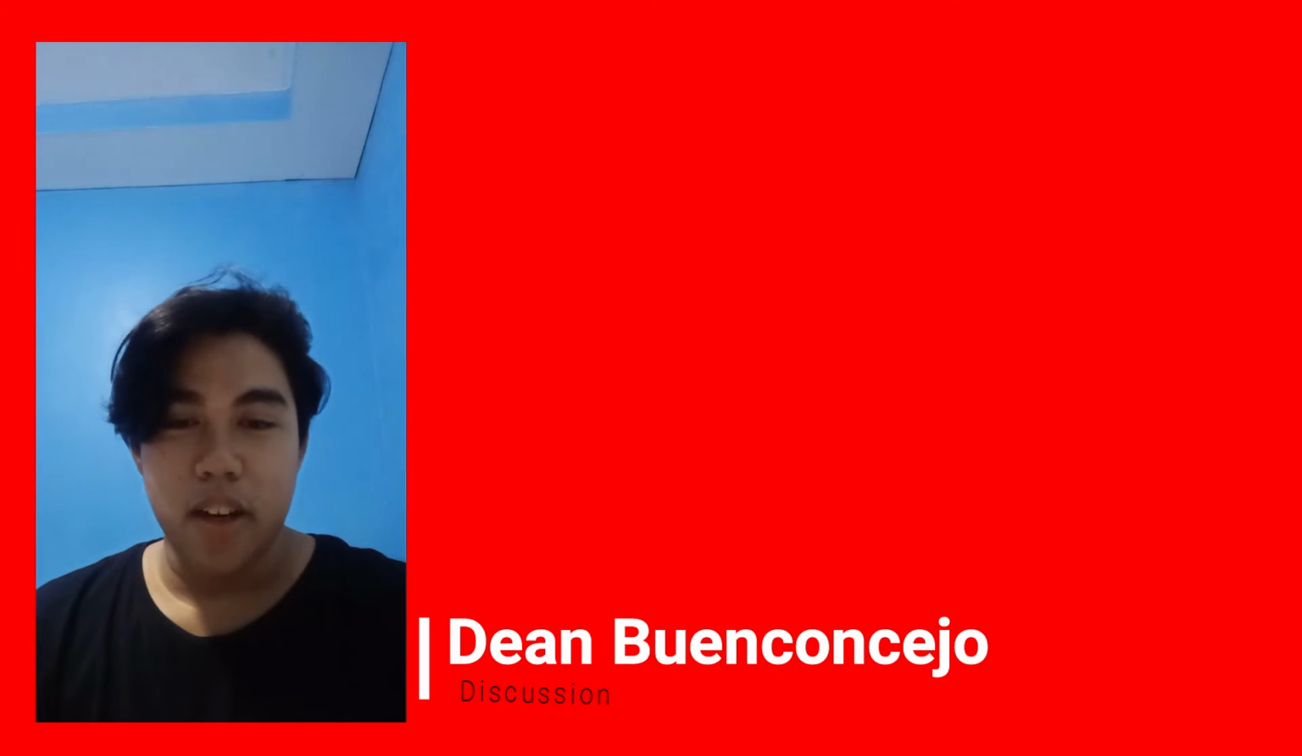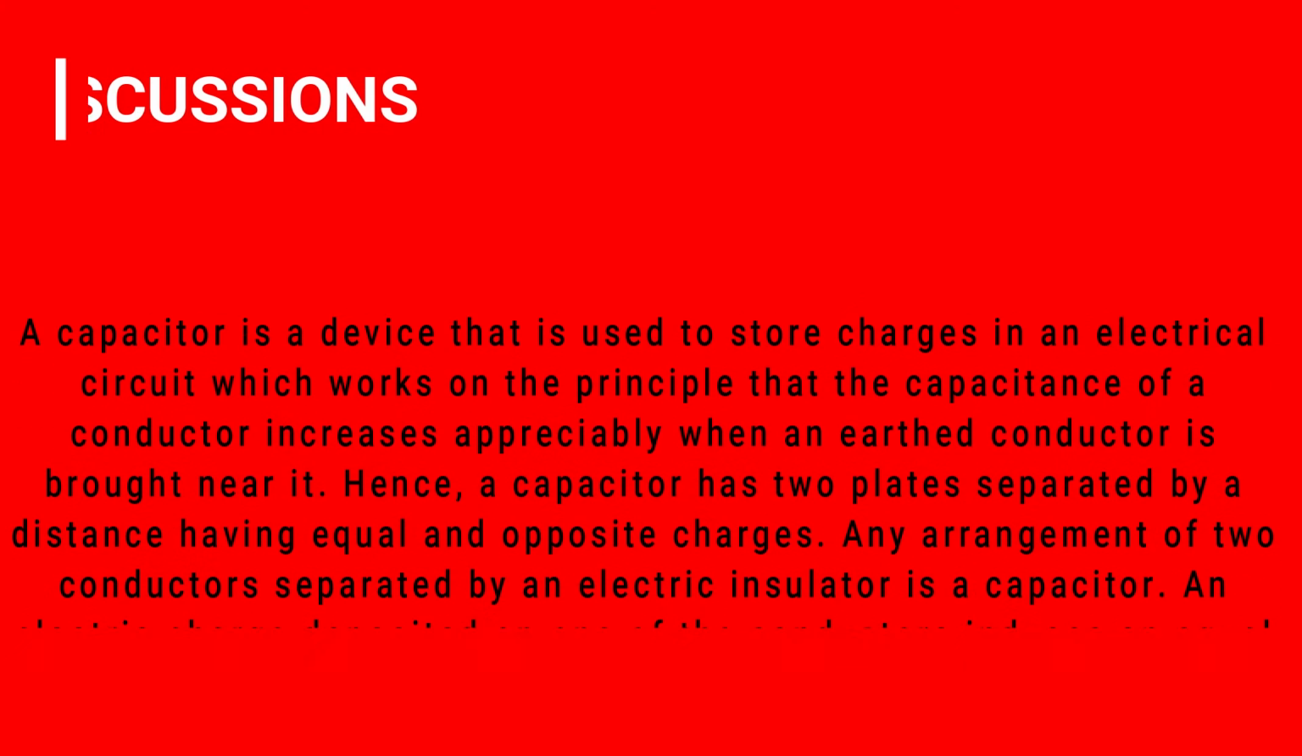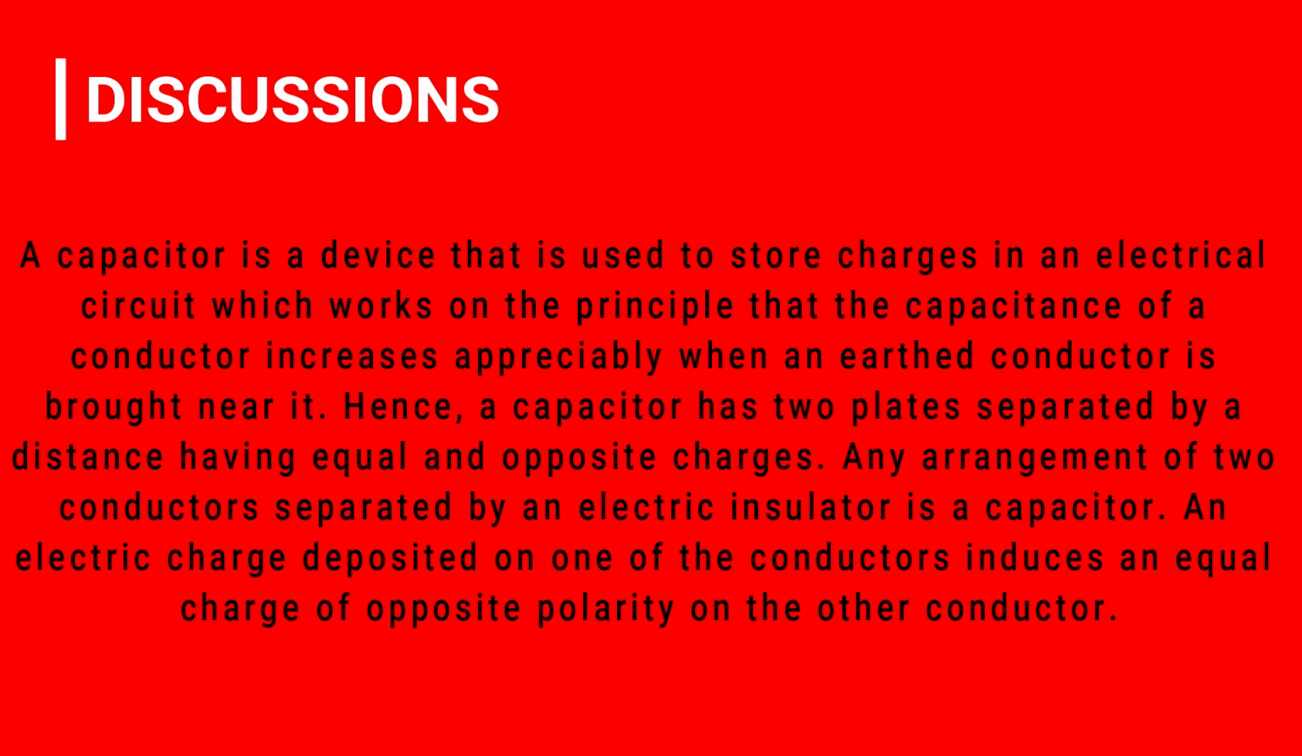I am Dean Buenconcejo of the Einstein Lab Group 40 and I will present to you our discussion for lab experiment number 2. A capacitor is a device that is used to store charges in an electrical circuit, which works on the principle that the capacitance of a conductor increases appreciably when an earthed conductor is brought near it. The capacitor has 2 plates separated by a distance, having equal and opposite charges. Any arrangement of 2 conductors separated by an electrical insulator is a capacitor.